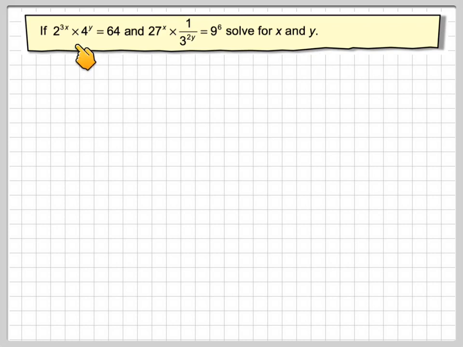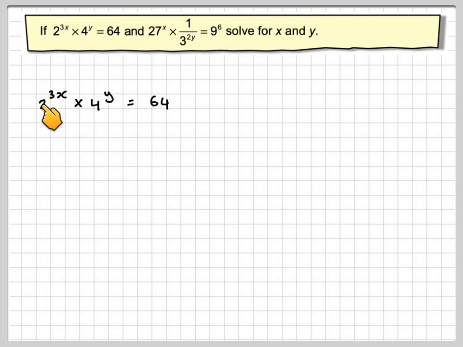So what we've got to do is we've got two equations here. We've got to find x and y that satisfy both. So this is simultaneous equations, but in a bit of an unusual format. So we've got 2 to the 3x times 4 to the y is equal to 64.